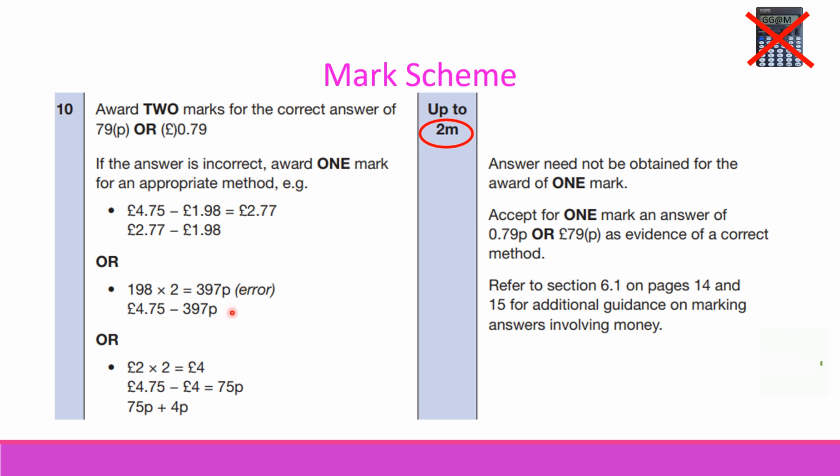You are allowed to get an error mark for working in pounds and pence incorrectly. Or this is the last method: by doubling £2, which gives you £4, just for rounding, rather than doing the exact amount and then taking that away, and then you've got to add on the 4p extra. Whichever way helps you work out the answer. It doesn't really matter which method you use. You choose one that works for you.